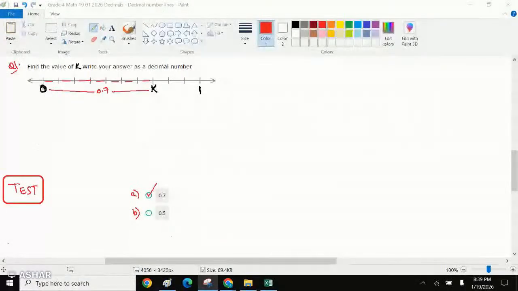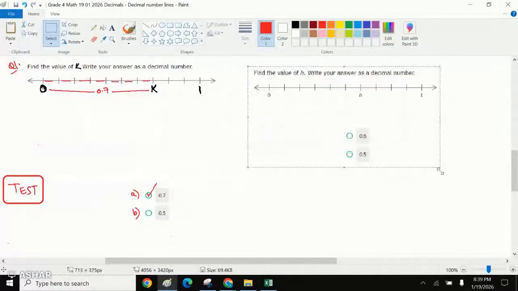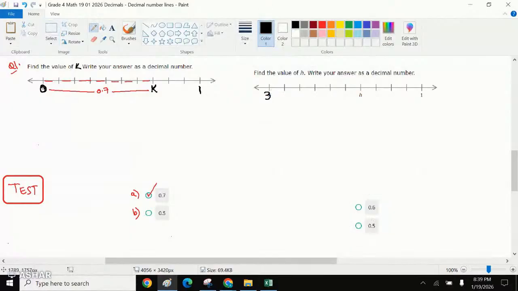Okay. For question number 2, let's change something over here. And let's say this was 3, this was 4, this is 3.6, and 3.6 and 3.5. So which option? Option A or option B? Find the value of h. I changed the starting number, right? So we need to keep that in our mind.